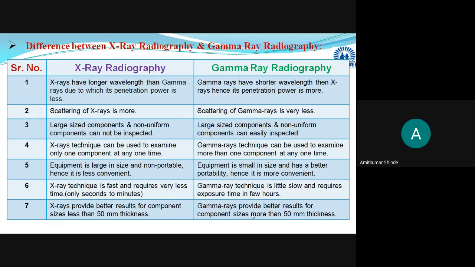Just try to remember that concept. They will not ask these questions in your theory examination, but in competitive examinations these questions may be asked. They may put a question like this: to do the inspection of assembled components, which method is more suitable? And the options will be X-ray radiography, gamma ray radiography, neutron radiography, and any other option. Then the correct answer will be neutron radiography.